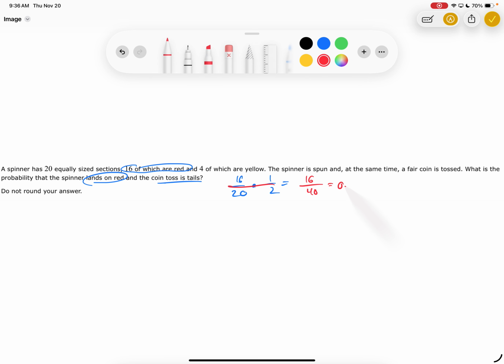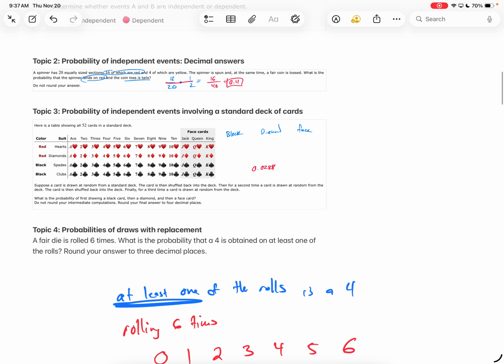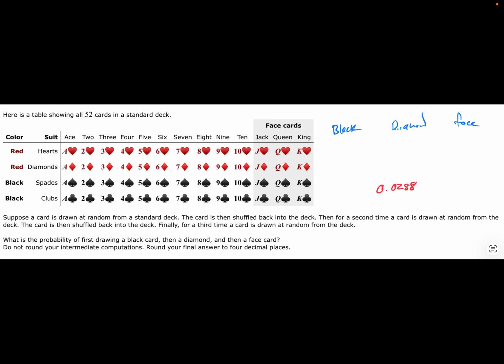A fair die is rolled 6 times. What's the probability that a 4 is obtained on at least one of these rolls? So at least one of these rolls is a 4. I roll it 6 times, and I've got to get a 4 on at least one of those. So here are all my possible options.